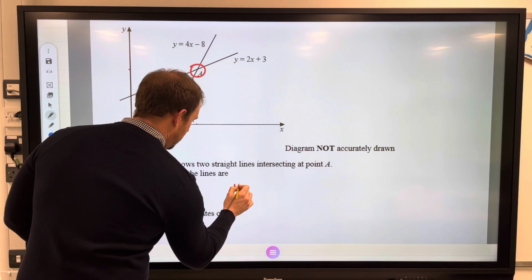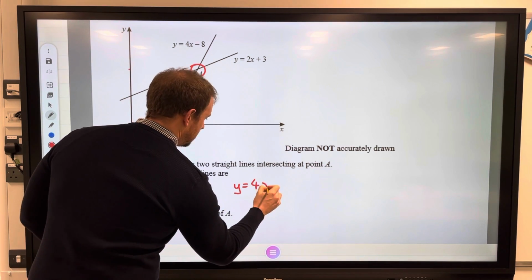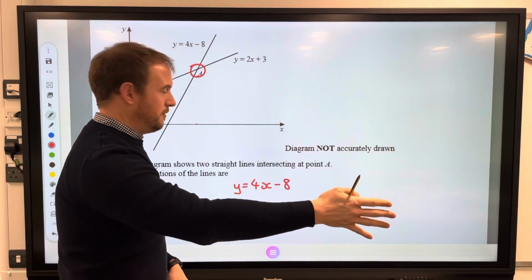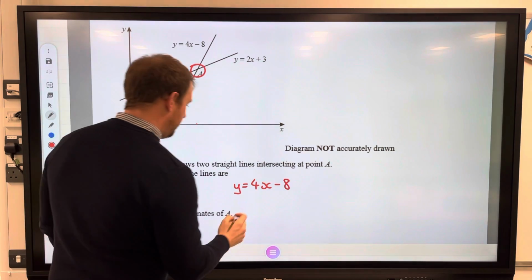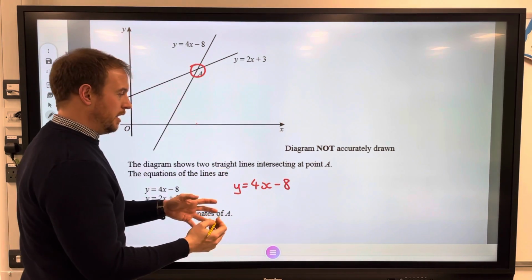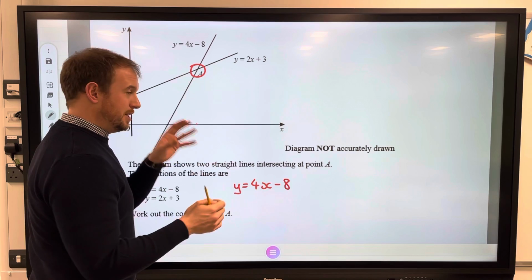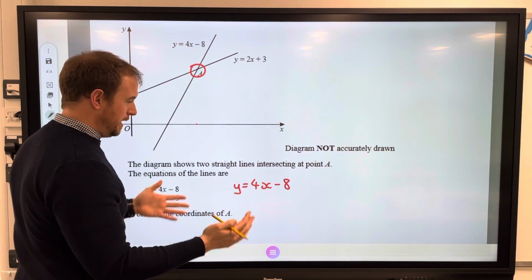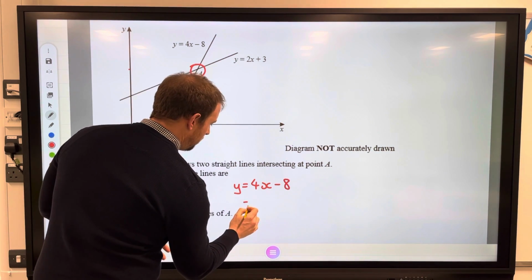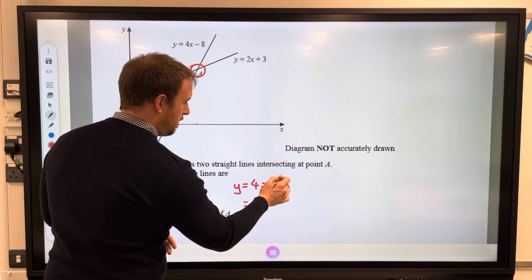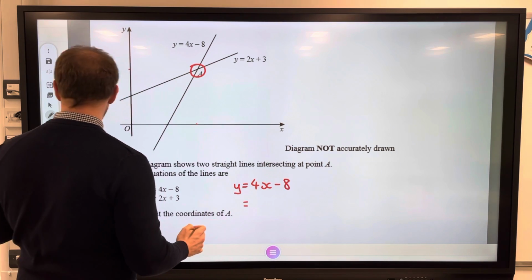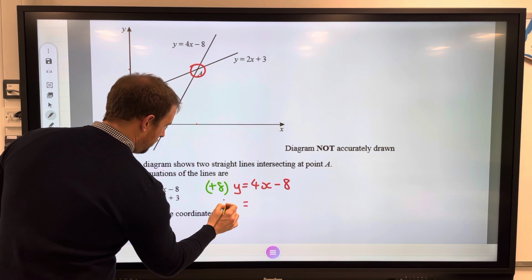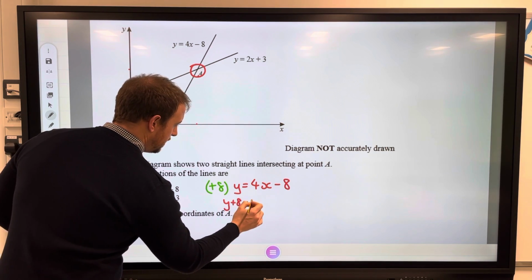I've got y equals 4x minus 8. And I want x, y equals a number. So we need to rearrange this equation to make it in that format of x, y equals a number. Makes things a lot easier. Right, so let's move this minus 8 over to this side by adding 8. Okay, so we have y plus 8 equals 4x.